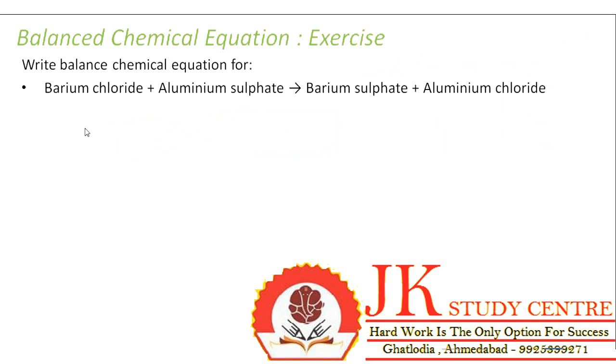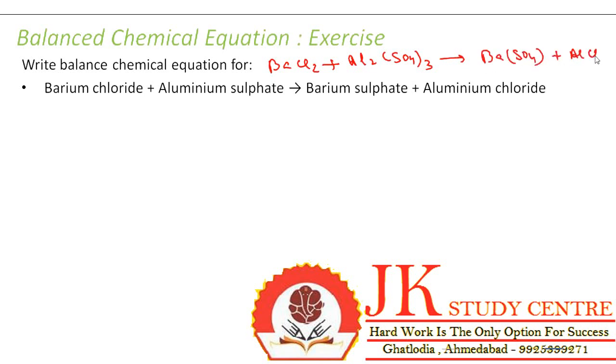We have to write the balanced chemical equation for barium chloride plus aluminum sulfate is equal to barium sulfate plus aluminum chloride. So the equation is like this: BaCl2, Al2(SO4)3, equals BaSO4. I expect that you know the formula of aluminum sulfate and barium sulfate, plus aluminum chloride, AlCl3. These compounds are familiar to us, so we just wrote this formula.